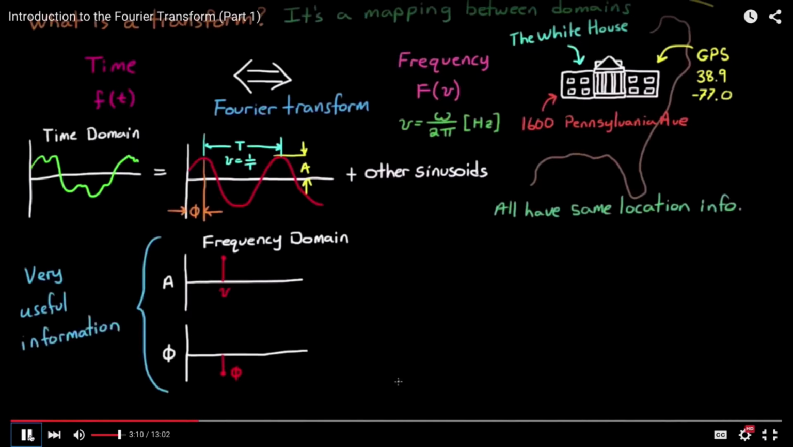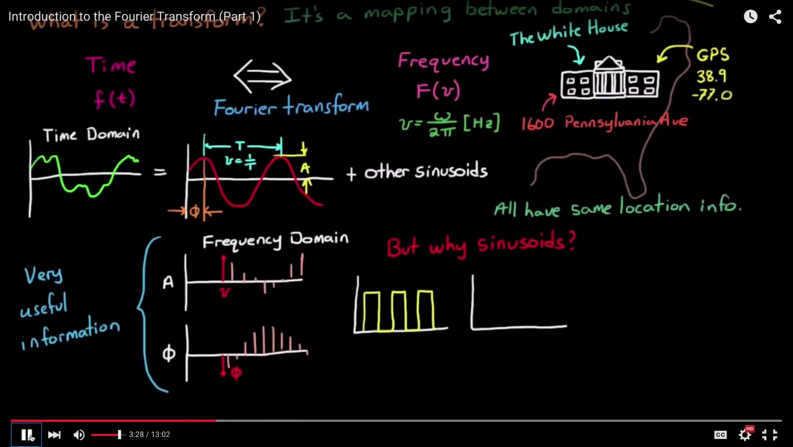Of course, most signals aren't just comprised of a single sinusoid, but multiple ones at different amplitudes and phases across the entire spectrum. But why decompose a signal into sinusoids? Why not some other repeating signal like a square wave or sawtooth, or why not into different aperiodic signals altogether?